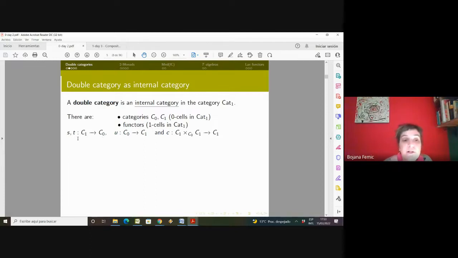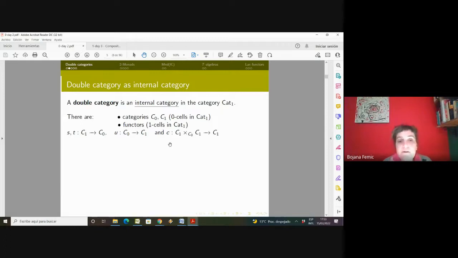So source and target functors go from the category of morphisms to the category of objects, and intuitively this is clear. Next is the unit functor that goes from the category of objects to the category of morphisms. What it does is that to every object, it assigns the identity morphism on that object.